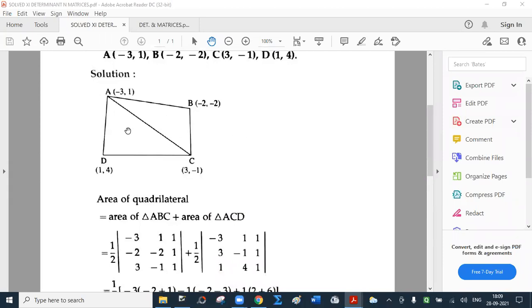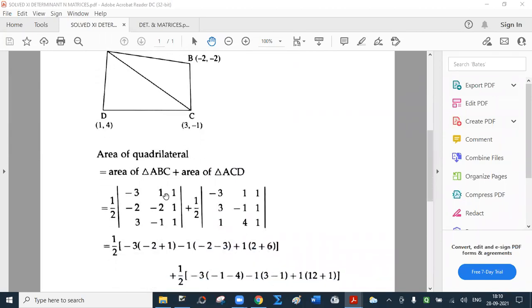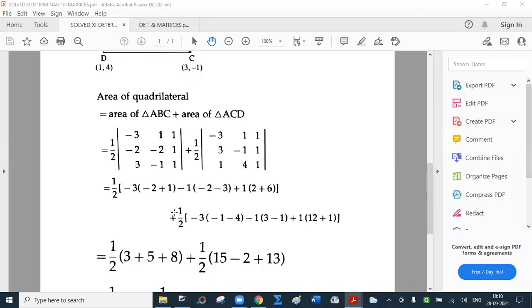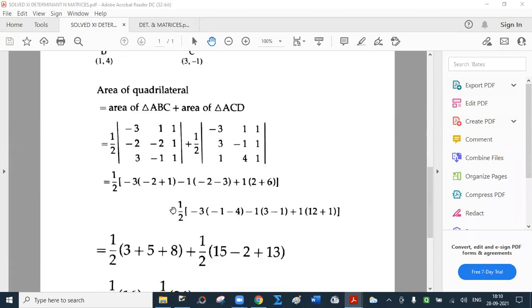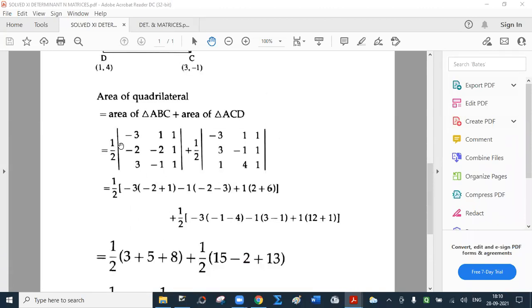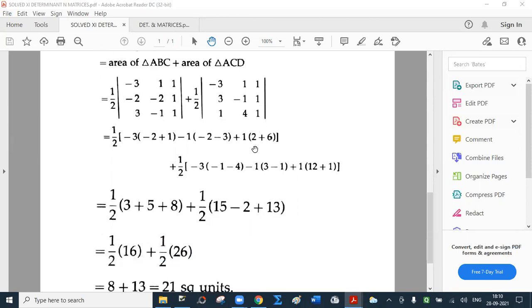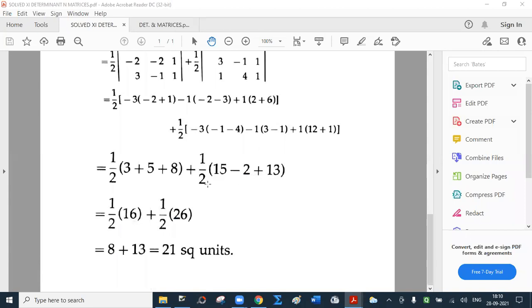Now, area of this quadrilateral is area of triangle ABC plus area of triangle ACD. Actually, it is better to find half into determinant first, because if this value is negative, we have to consider its modulus value. But here both the values are positive. I hope you remember the formula. It is half into which determinant? In the first column, coefficients of x. In the second column, coefficients of y. And third column is 1, 1, 1. So it is nothing but 21 square unit.